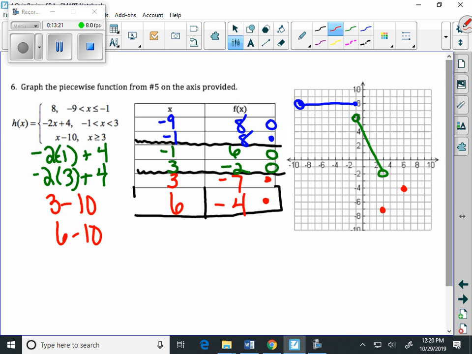But we need to recognize that x is greater than or equal to 3 means that we've got our starting point at the 3, and then we're going to continue on in that direction. We're not going to stop when we get to that next value. It's a ray. We only have a starting point for that third piece. We picked an extra value to be able to draw it. But here we get our picture of our function.